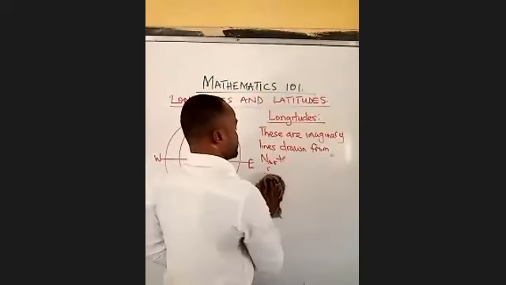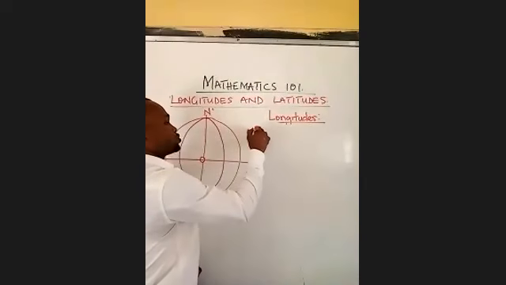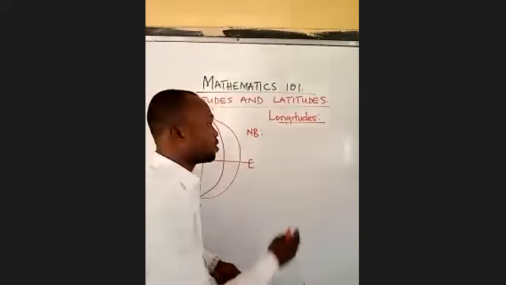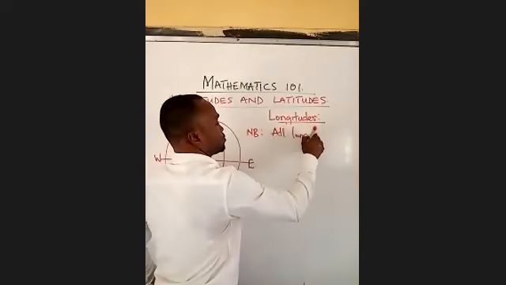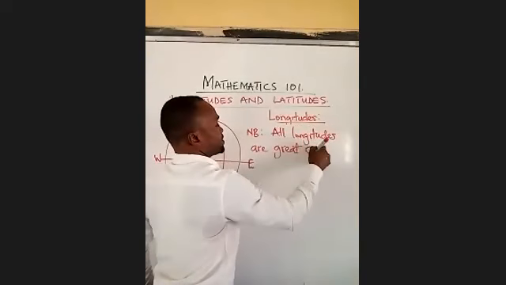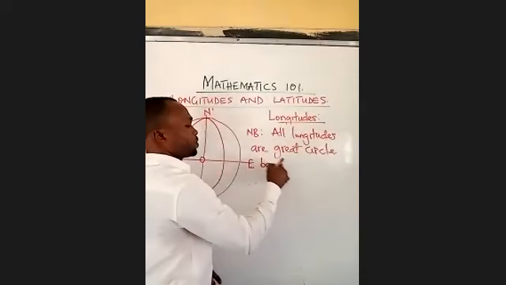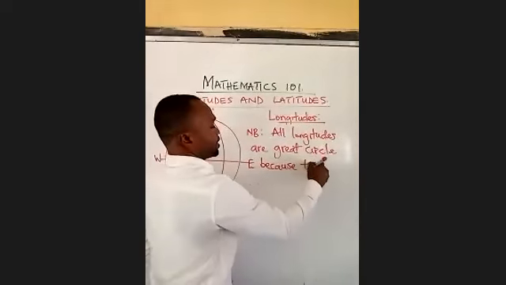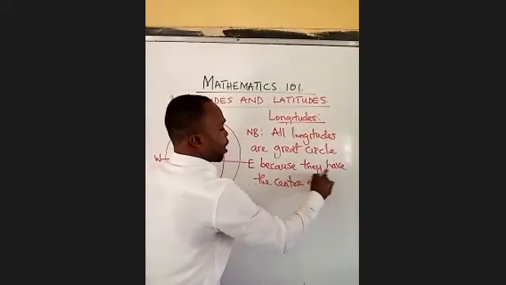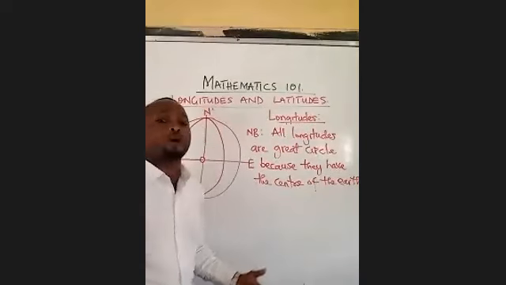All longitudes are great circle. Please, you have to take note of that because all these things are the things that will help us in calculation. All longitudes are great circle. Why do we call longitudes great circle? Because they have the center of the earth. Please take note of that. Because they have the center of the earth, that's why we call them great circle.